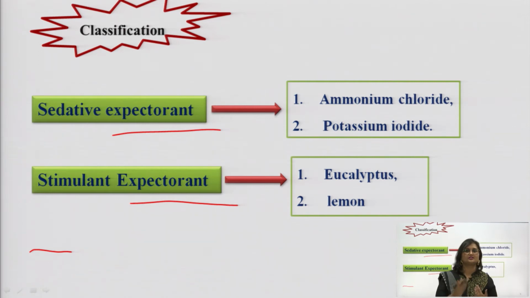How do these two types of expectorant differ from each other? One of these expectorants acts on the gastric reflex, whereas the second variety acts on the respiratory tract. They act by stimulating the respiratory tract, which is what we will learn in our later slides. Sedative expectorants, for example, ammonium chloride and potassium iodide, whereas stimulant expectorants fall under the naturally derived expectorants, which is eucalyptus and lemon.